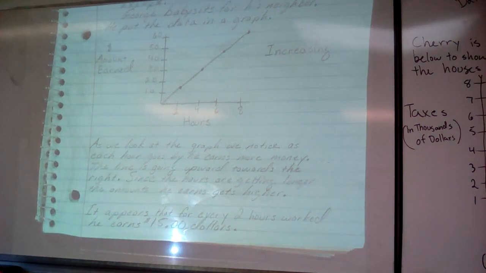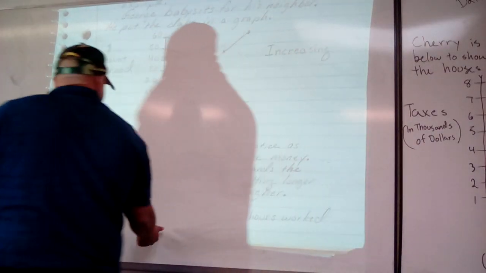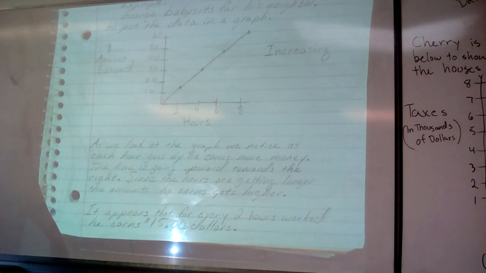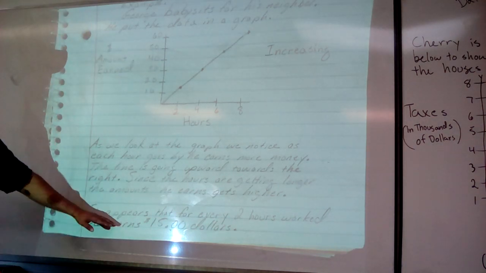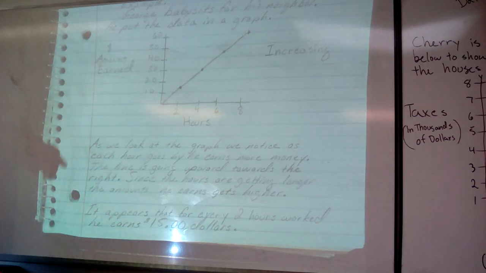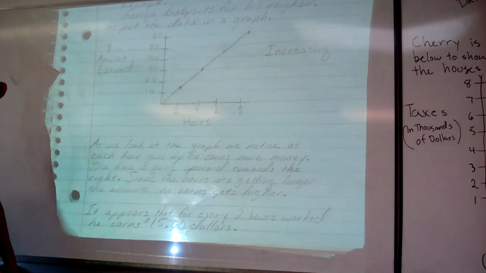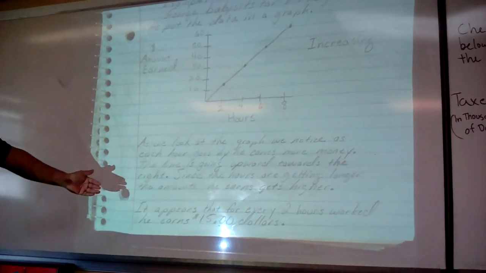Those are the things that we notice. It appears that for every 2 hours worked, he earns $15. That is a rate of change. Is that the unit rate? We're going to talk about that later, but sometimes the unit rate is the rate of change. So the rate of change can be the unit rate. But is it the unit rate? No, it's a rate of change.